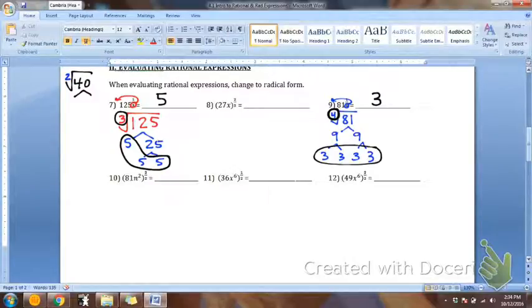All right, let's look at 27x to the 2/3. Yeah, we're going back to number 8. The only difference about this is that I have a variable. So the first thing we're going to do is, quote, kind of distribute it. So I have 27 to the 2/3, and I have x to the 2/3. Just relax. The 2/3 is going both to the number and to the variable.